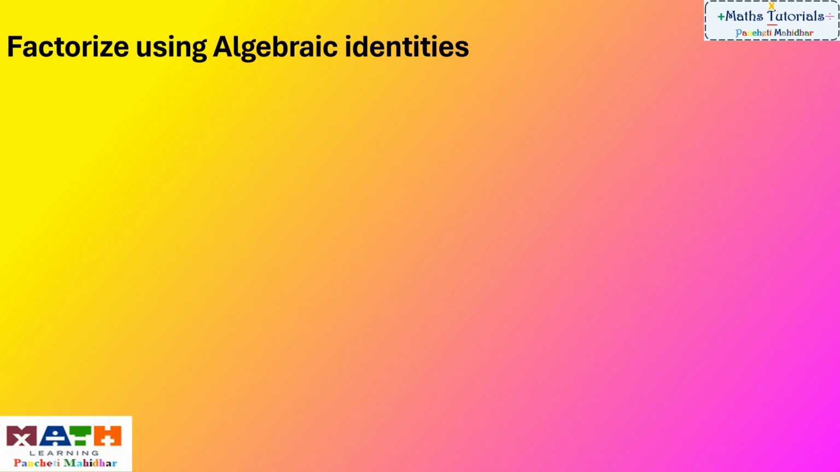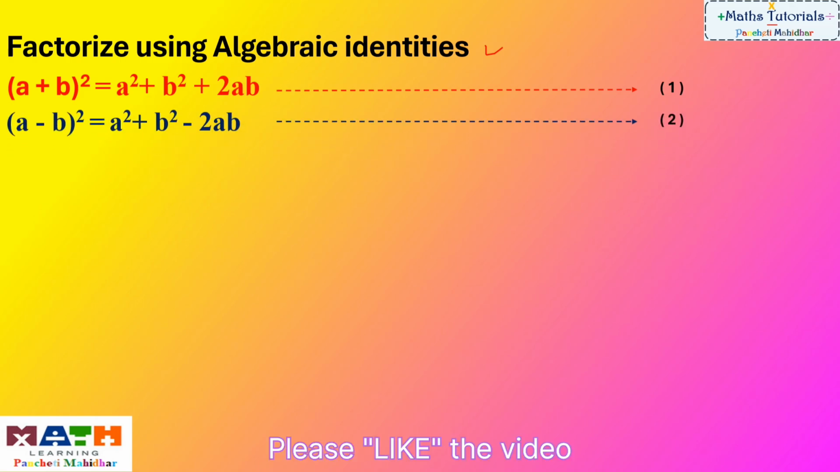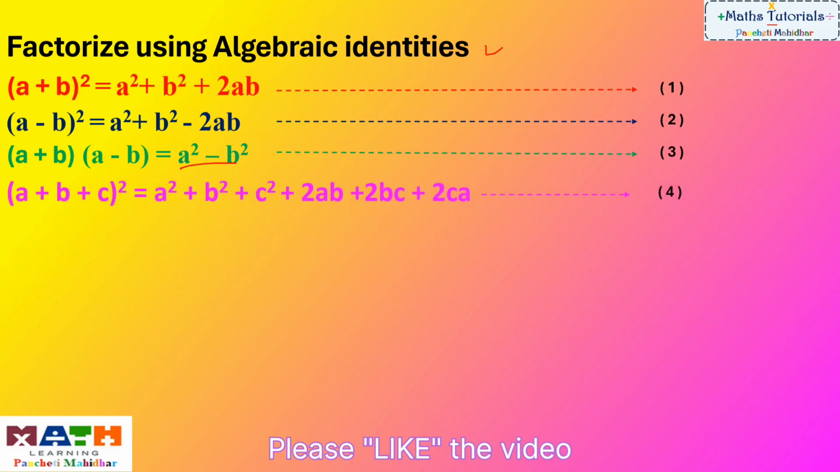Factorize using algebraic identities. We need to learn all the formulas by heart. Unless and until we know them by heart, it is very difficult for us to identify which algebraic identity we have to use. a plus b whole square is equal to a square plus b square plus 2ab. a minus b whole square is equal to a square plus b square minus 2ab. a plus b into a minus b is equal to a square minus b square. a plus b plus c whole square is equal to a square plus b square plus c square plus 2ab plus 2bc plus 2ca.